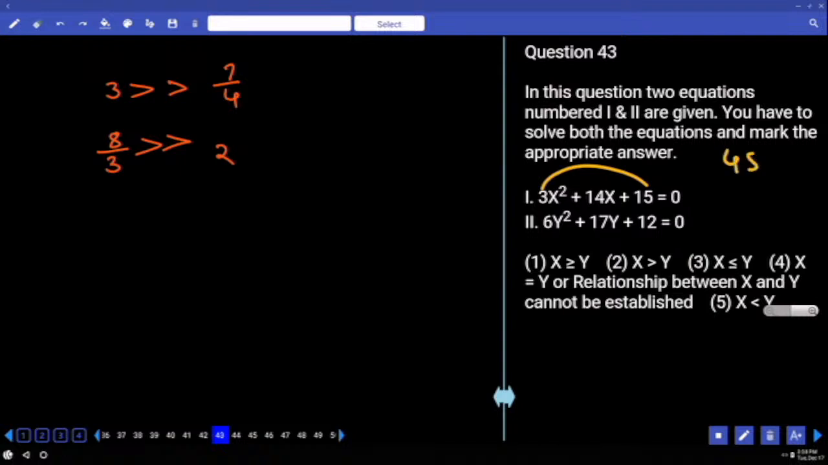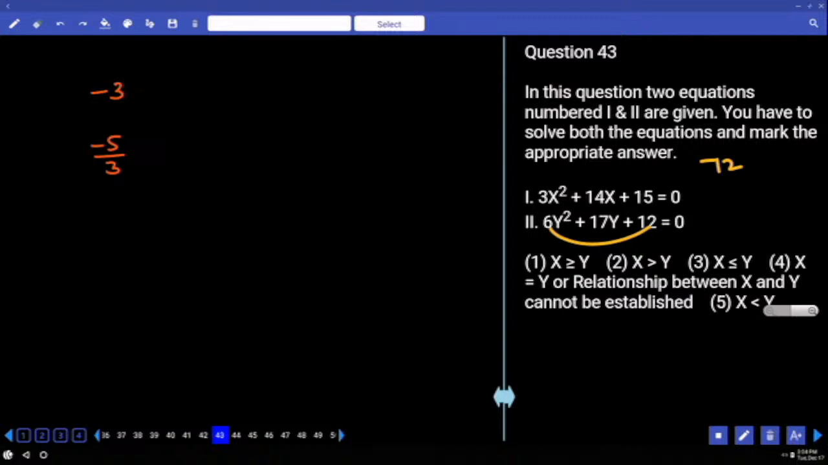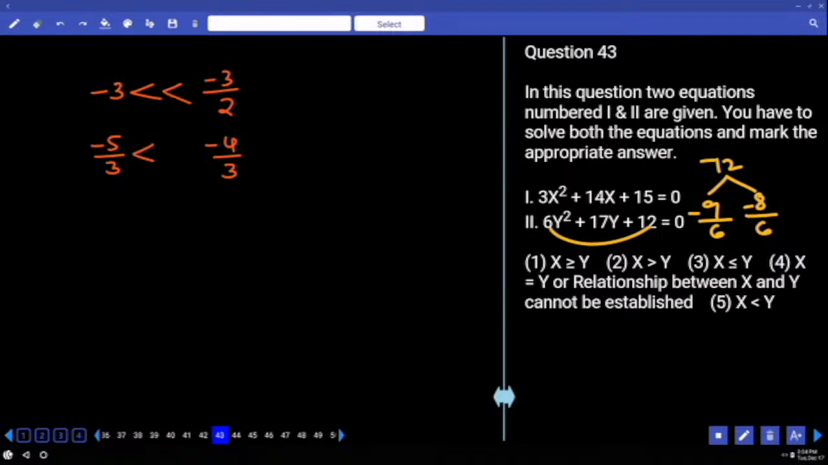3 15s. 9 by plus or minus 9 by 3 అంటే -3, -5 by 3. 6 12s. 9 by 6 మైనసా కాదా? -3 by 2, -4 by 3. -6, -3 అంటే లెస్ దాన్. -9, -4 అన్నా కూడా లెస్ దాన్. -10, -9 లెస్ దాన్. -15, -12 లెస్ దాన్. ఆన్సర్ x is less than y.